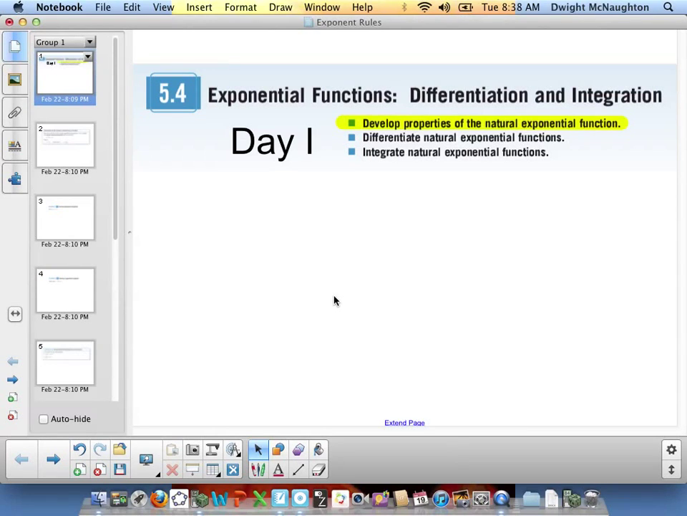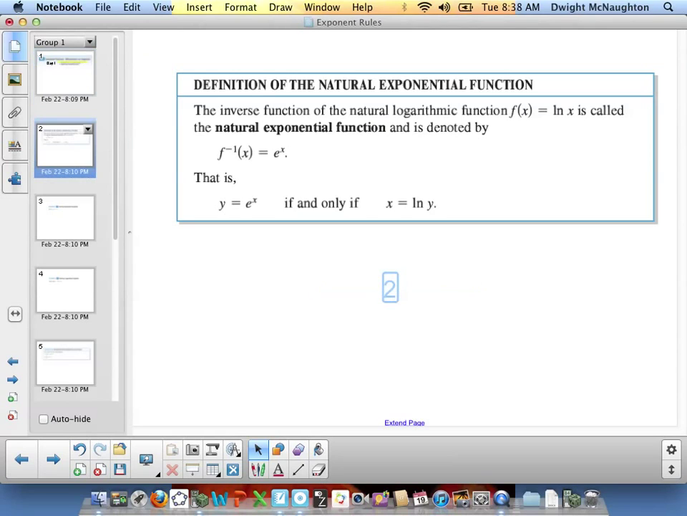Functions, differentiation and integration. Day 1, properties of exponents. All right, this is a review basically of a lot of pre-calc and algebra 2 topics. First off, this is a review of the fact that natural log and exponents are opposites.